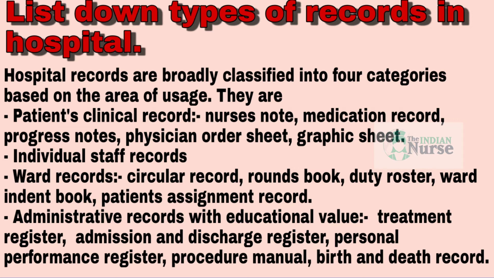Patient's clinical record. In this record, nurse's note, medication record, progress notes, physician order sheet, and graphic sheet will be involved. Individual staff record, it is related to the staff. And ward record, in this, circular record, rounds book, duty roster, ward indent book, patient's assignment record, etc. And administrative record with educational value. In this, treatment register, admission and discharge register, personal performance register, procedure manual, birth and death record. So, this is about the types of records in the hospital.